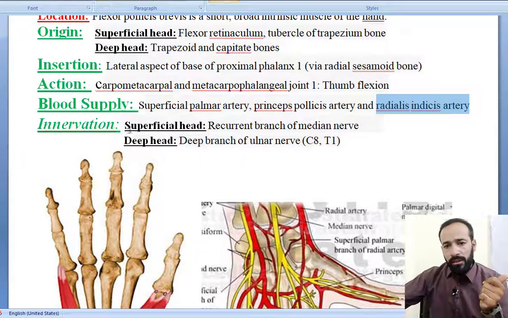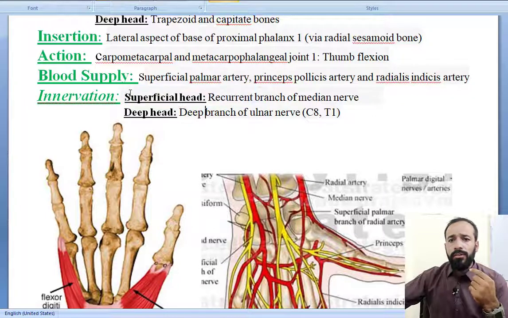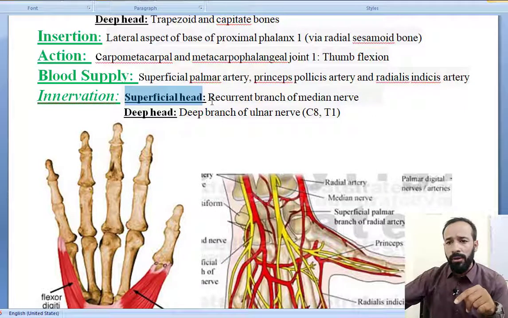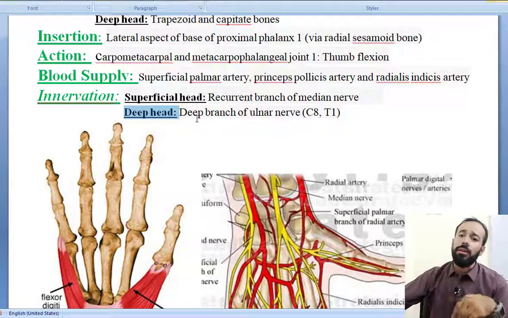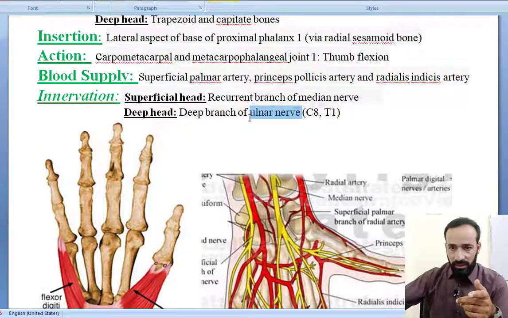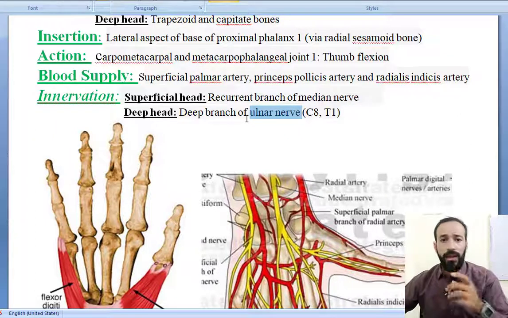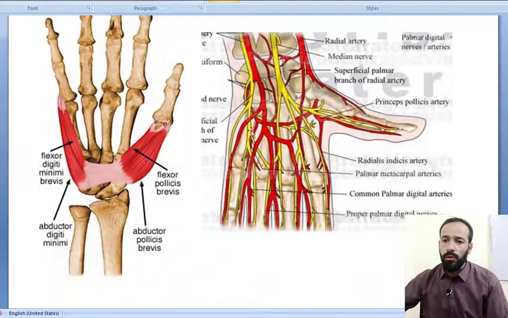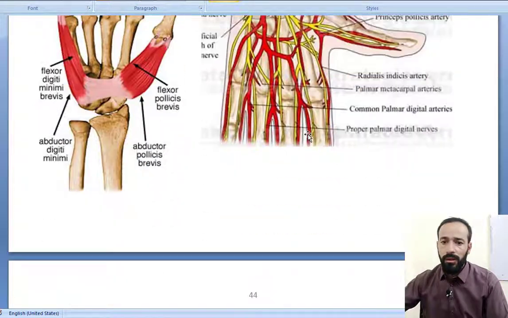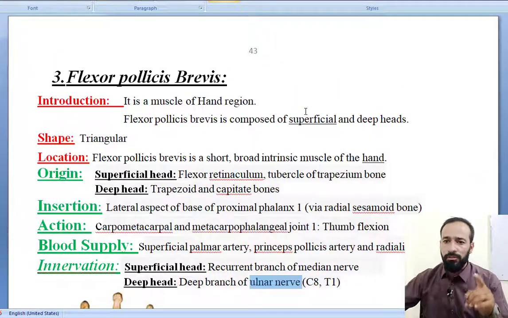Okay. Its innervation: it gets its innervation from two sources. Its superficial head is innervated by the recurrent branch of the median nerve, and its deep head is innervated by the ulnar nerve. Superficial head innervated by the median nerve and deep head innervated by the ulnar nerve. You can find all of this in this diagram, right? So this was about the flexor pollicis brevis muscle.